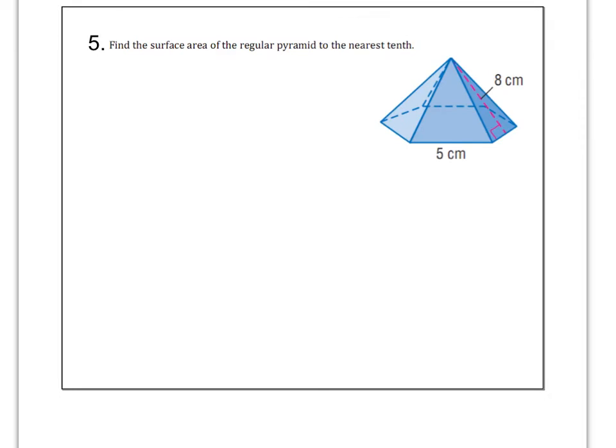Number 5, find the surface area of the regular pyramid to the nearest tenth. So surface area, pyramid. Surface area is 1/2 PL plus B. Let's go through our values.